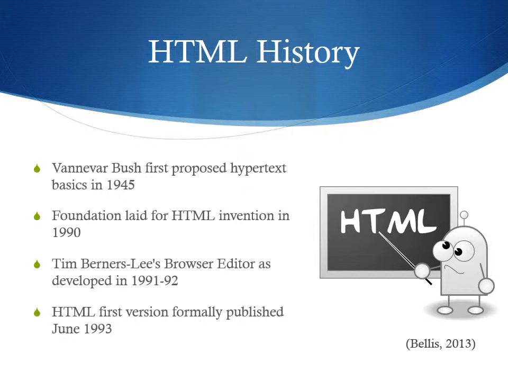So how did it all start? Well, after Vannevar Bush first proposed the basics of hypertext in 1945, it laid the foundation for Tim Berners-Lee and others to invent things like the World Wide Web and HTML in 1990. His browser editor was developed in 1991 through 1992. This was a true browser editor for the first version of HTML and ran on a NeXT workstation. The first version of HTML was formally published in June 1993.